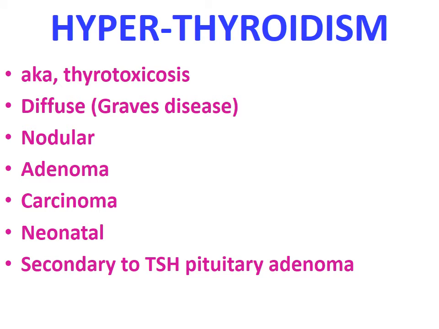Now, hyperthyroidism, increased secretion of thyroid hormones, also called thyrotoxicosis, could be due to diffuse enlargement of the gland in Graves' or autoimmune disease. It could be due to a nodule in the thyroid that would start producing excess amounts of thyroid hormones. It could be due to an adenoma or carcinoma, or neonatal hyperthyroidism in babies of mothers who have Graves' disease or autoimmune disease.